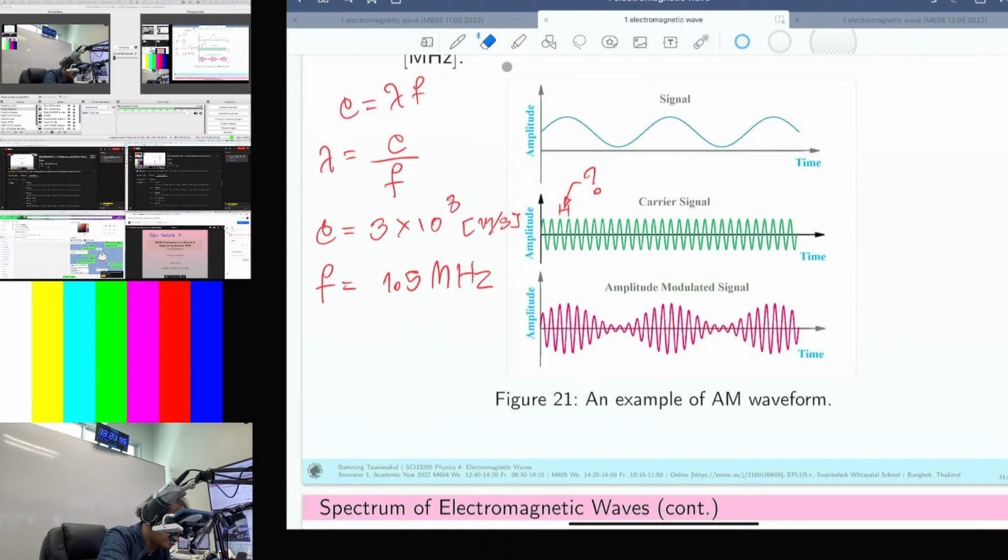But the important thing is that you have to express this one in the typical unit, and that's 10 to the 6 hertz.